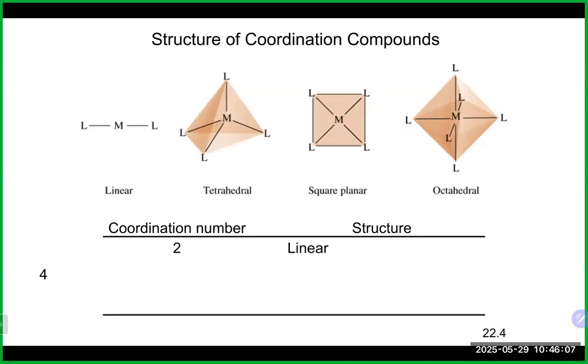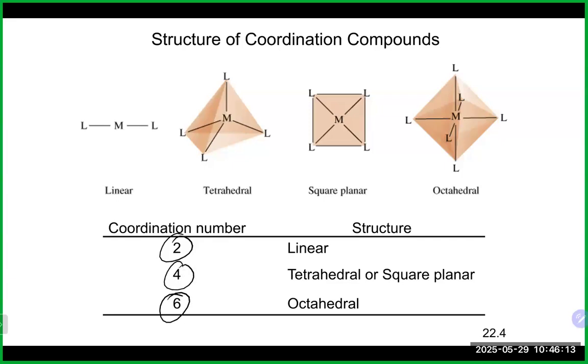Here's what that table shows you. These are the common ones. Coordination number 2, linear. 4 and 6: tetrahedral, square planar, and our octahedral, with sp, sp3, and sp3d2 happening there.